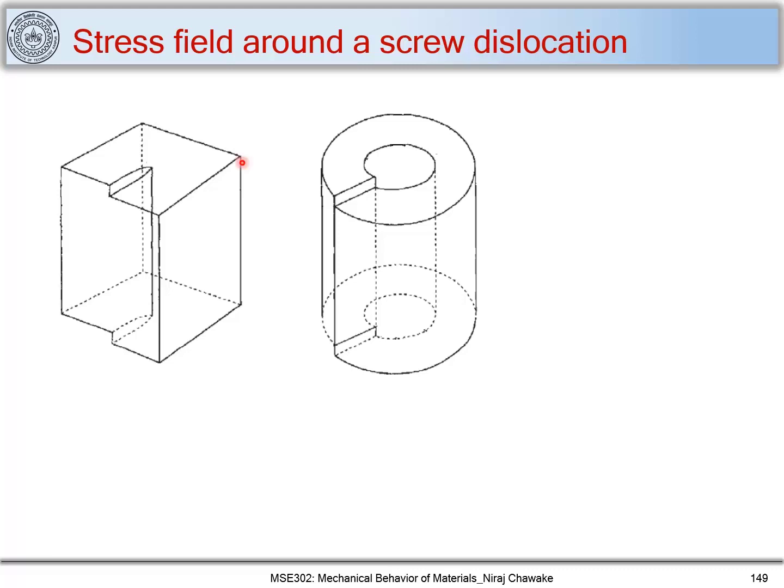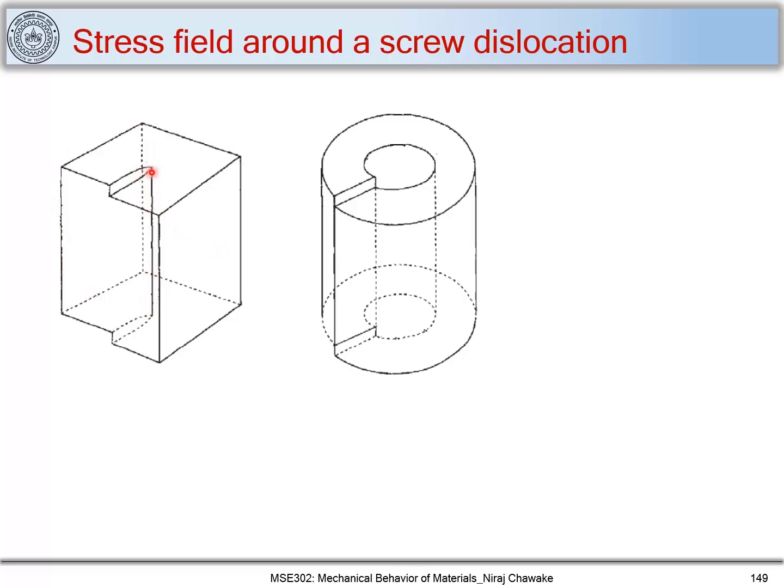In this part, we are going to look at the stress field around a screw dislocation. As you know, dislocations are line defects, and you have already seen that the bonds near the dislocation line are broken or stretched. So there will be an elastic stress generated around the dislocation. Let's say here I'm taking a screw dislocation.